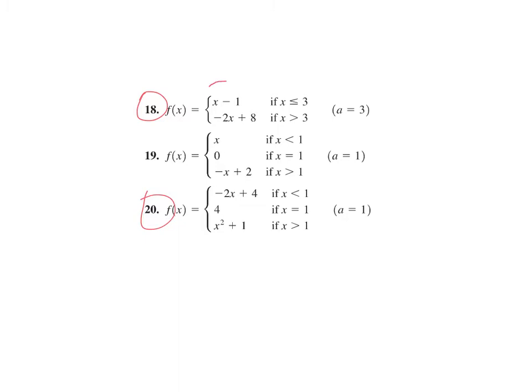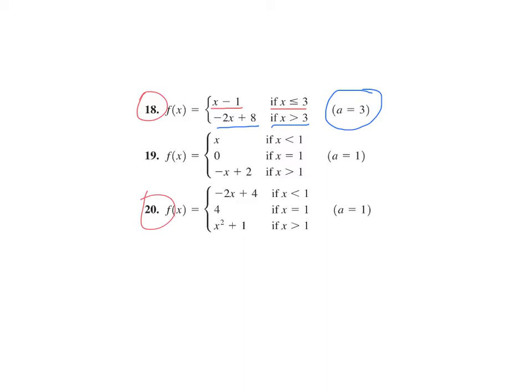Each of these graphs is what we call a piecewise defined function. And what that means is that the function's broken into different parts. So for values of x that are less than or equal to 3, we need to use x minus 1 as our expression. For values of x that are greater than 3, we're going to use negative 2x plus 8. And then the interesting question is, what goes on at 3? Is there a limit for f of x as x approaches 3?